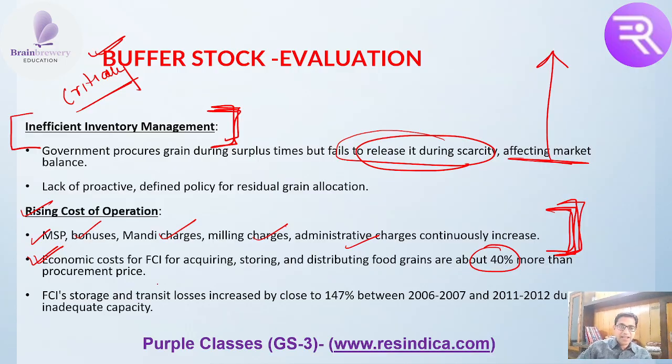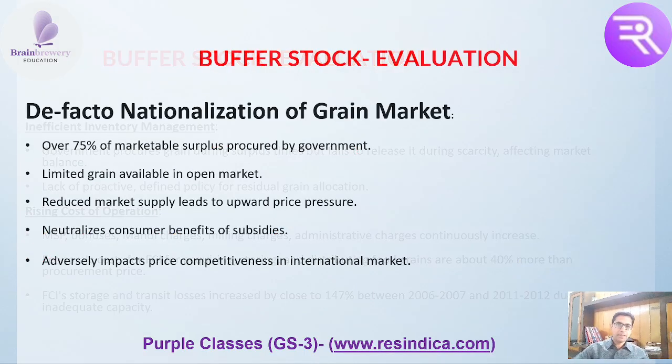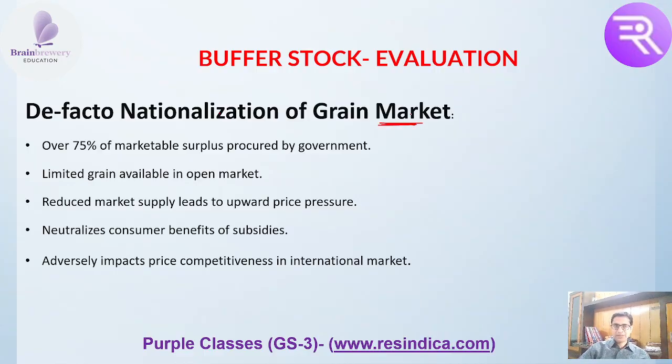Okay. In FCI, there is a lot of transit loss when sending from one place to another, from one warehouse to the other. There was an increase in transit loss of close to 147% between 2006 and 2007 because of inadequate capacity. Then there is the de facto nationalization of the grain market. We know that 75% of the marketable surplus is procured by the government. Because of that, less grain is available in the market, because most of it is with the government. So all of a sudden, there is a sudden increase in prices.